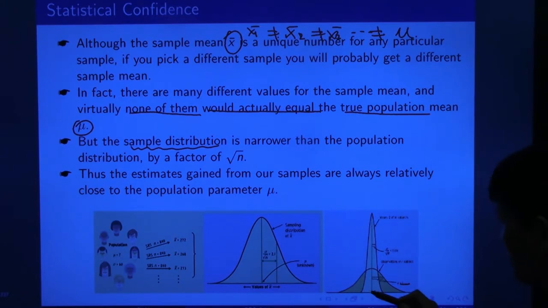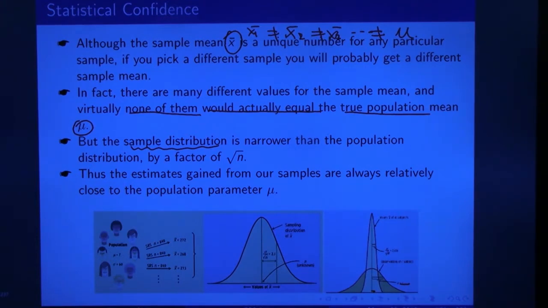the sampling distribution has a smaller spread by a factor of the square root of n. The square root of n here equals 3 point something, so it's 3.16 times smaller than this one.